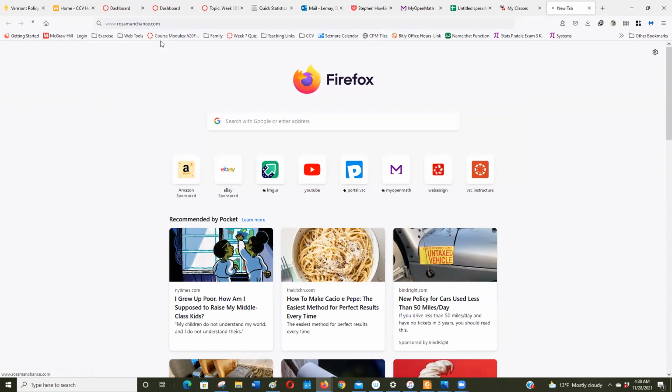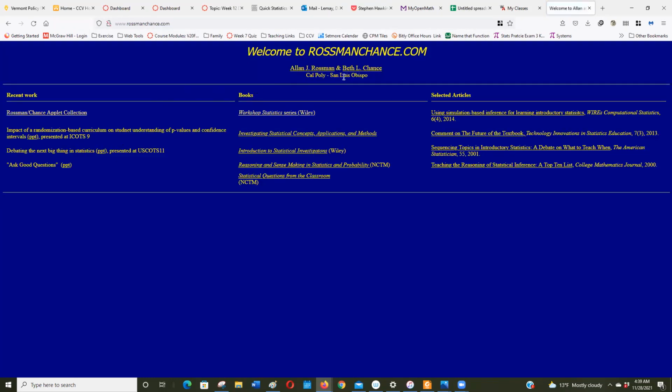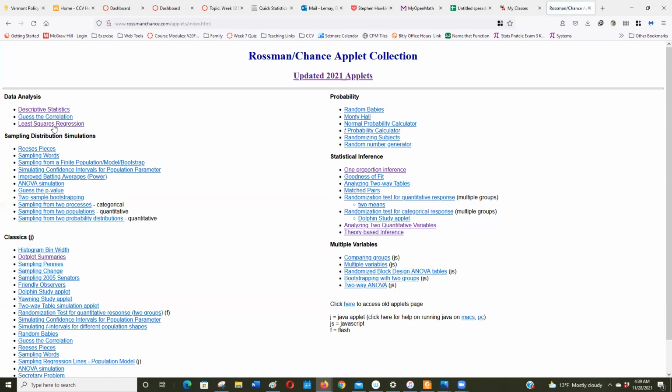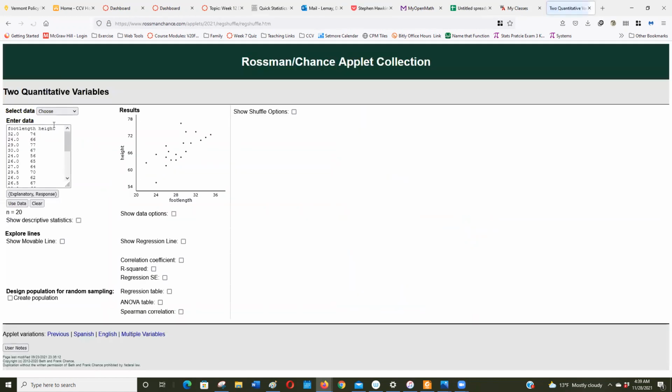So Rossman Chance, and you go to their full website. And if you haven't ever seen this before, you go to the applet collection. And we're going to do our least squares regression equation right there on top. And then I'm going to clear out the data that's there. I'm going to paste the data that I just copied in. I want to use the data, and it makes the graph. Doesn't look like there's very much association. I see a negative trend, but it's pretty weak, right? They're not clustered.